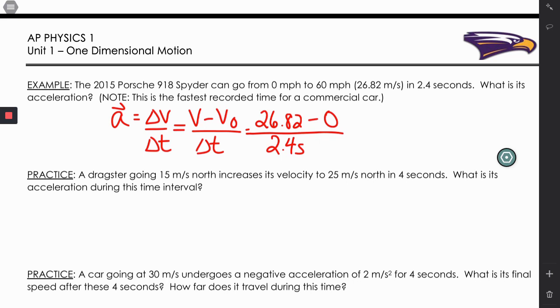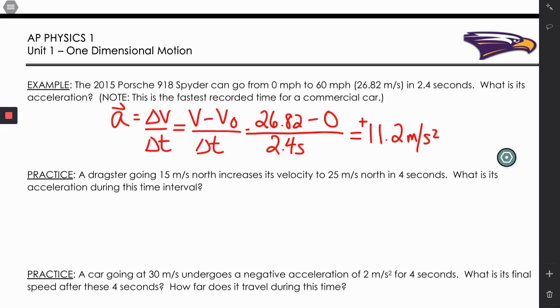Sorry, I'm typing into my calculator right now. We get an answer of 11.2 meters per second squared. And since we're accelerating positively, we're speeding up, it's going to be a plus sign in front of it. So what that means is for every second of travel, this car gains 11.2 meters per second.